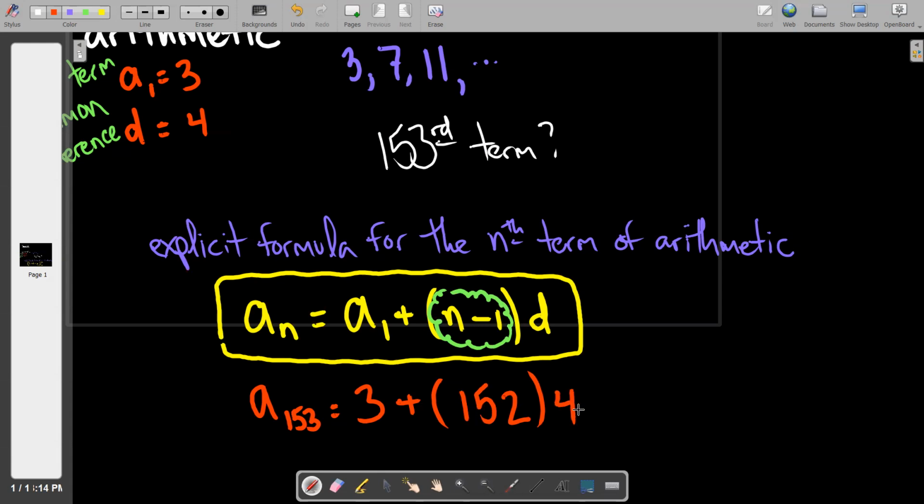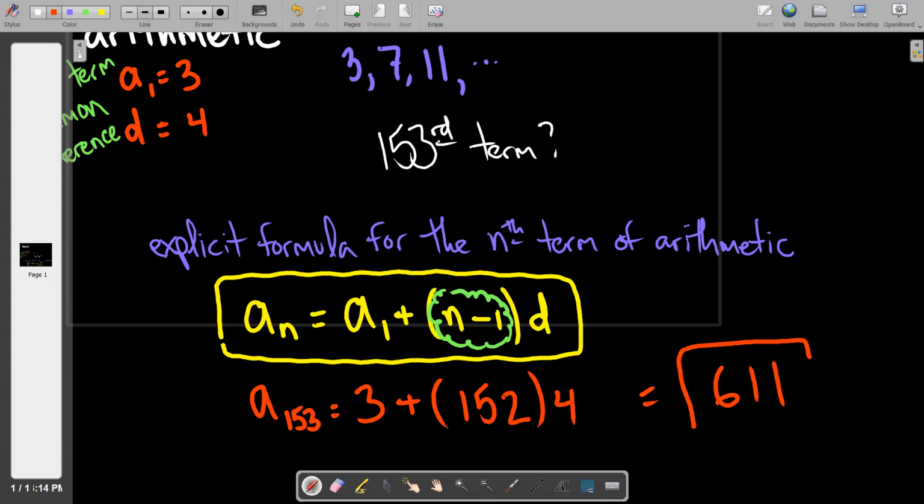Thank God we have calculators. By my mental math, that looks like it's like 611. Is that close? I'm seeing 4 times 150 is 600. 4 times 2 is 8. 608 plus 3 should be 611.